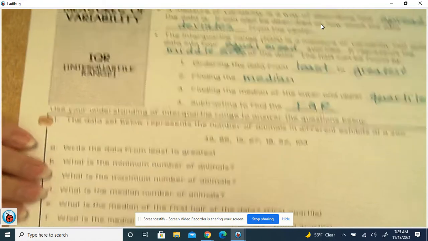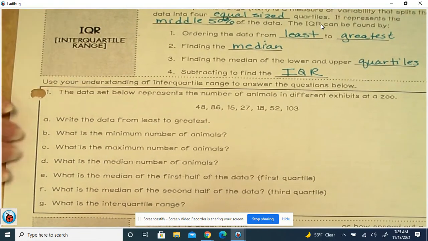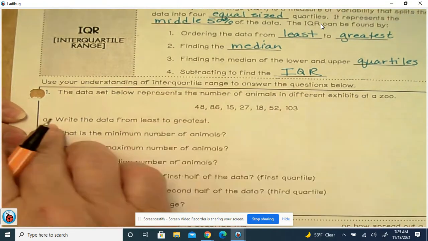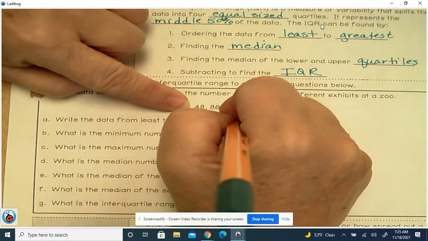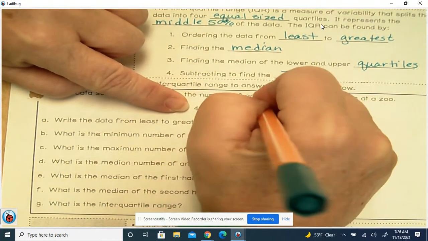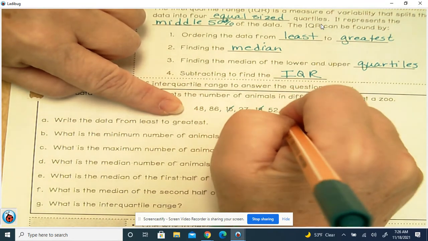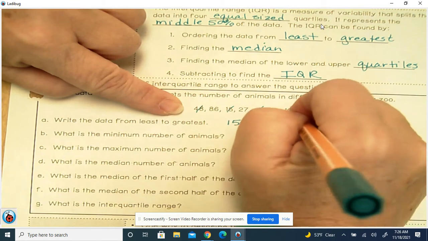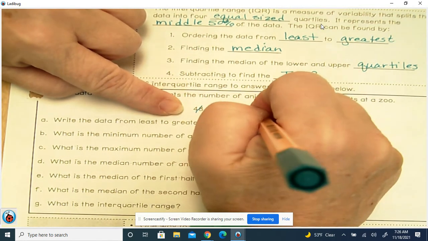The data set below represents the number of animals in different exhibits at the zoo. And then we have this data set. Write the data from least to greatest. So we're going to say 15, 18, 48, 52. We got to put 27 in here.